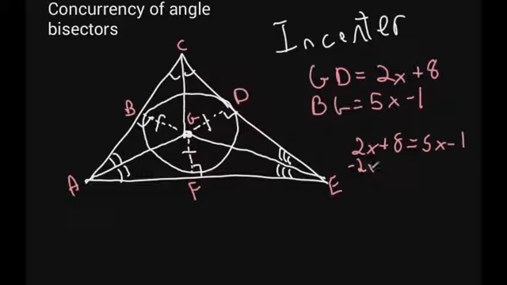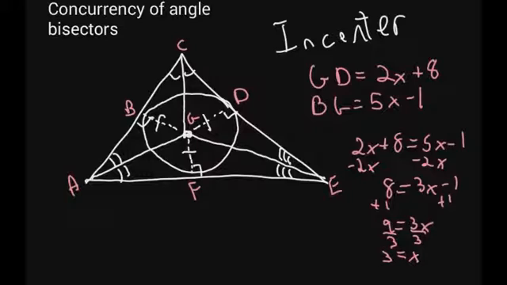Subtract 2x from both sides. We get 8 equals 3x minus 1. Add 1 to both sides. We get 9 equals 3x. We divide by 3. We get x equals 3. Now we're not finished. We've got to put that into one of those equations to figure out the length. We're substituting. 2 times 3 plus 8. 2 times 3 is 6 plus 8 equals 14. So both GD and BG would equal 14 units. That would be the same thing for FG. FG would also equal 14 units.